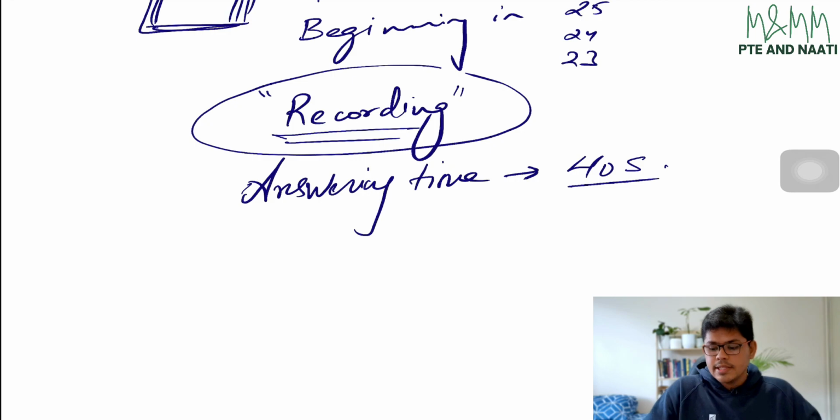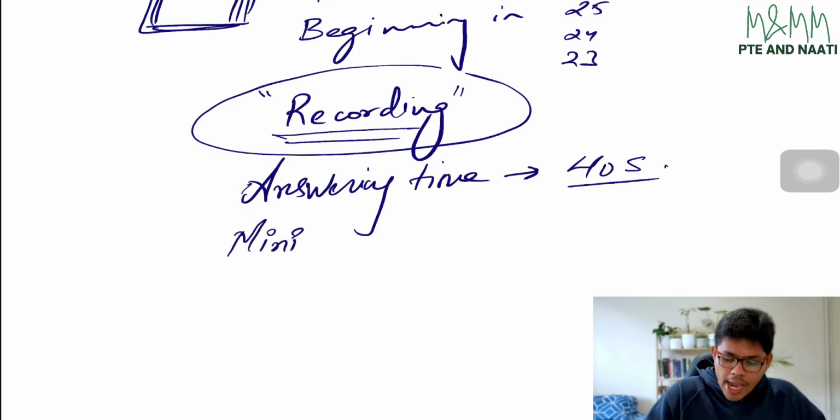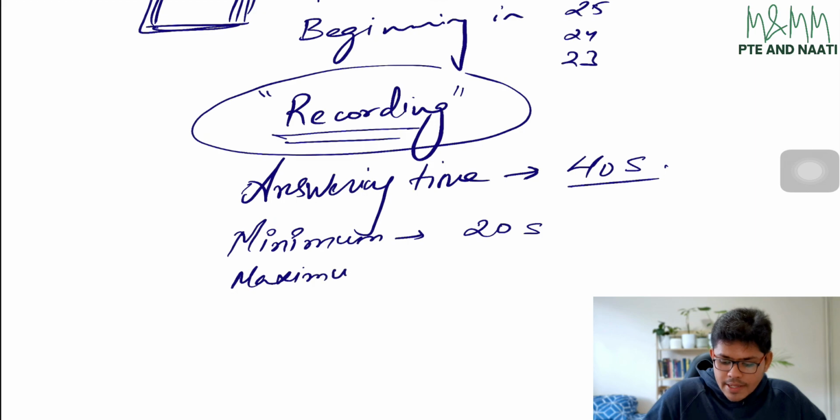The good thing is you do not need to speak for 40 seconds to get a full score. How much time should I speak for? I would recommend you speak for a minimum of 20 seconds and a maximum of 30 seconds.